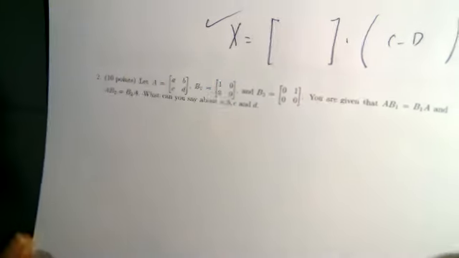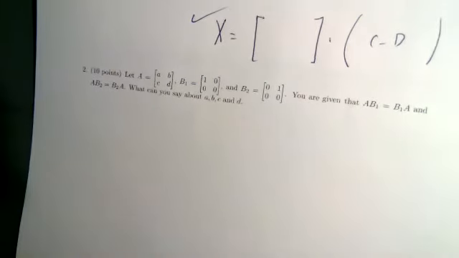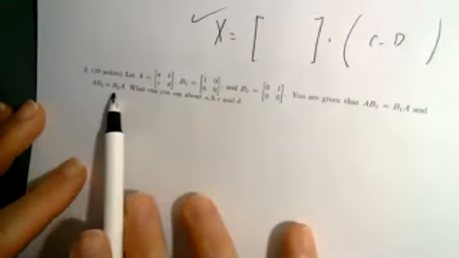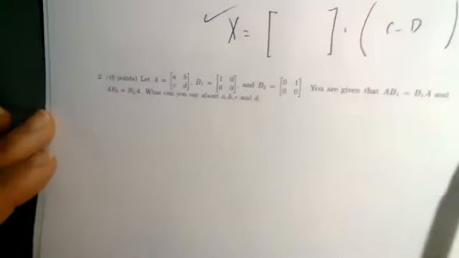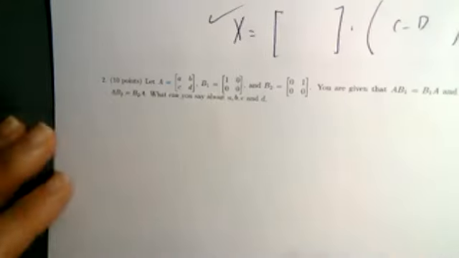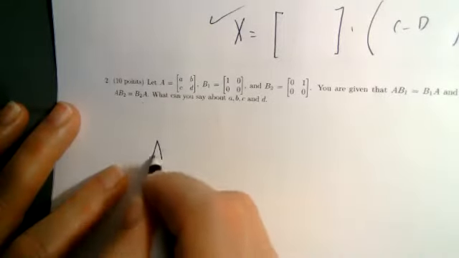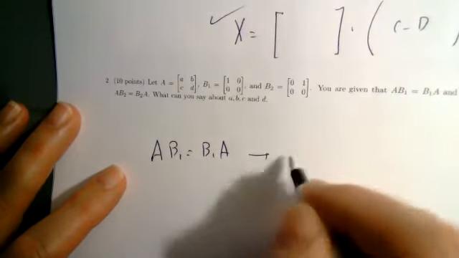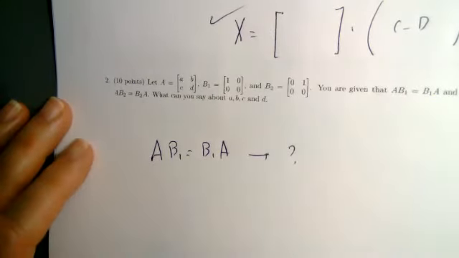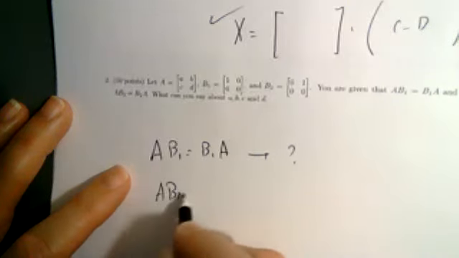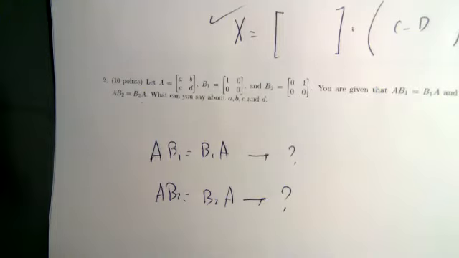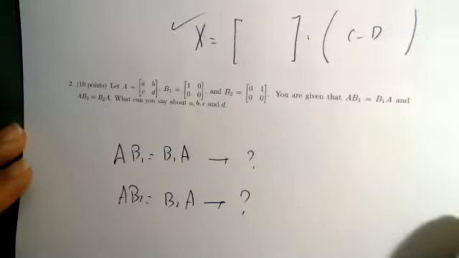The second problem, again, I think I gave you that on your quizzes, if my memory is correct. I don't remember. You're given that AB1 equals B1A and AB2 equals B2A. What can you say about A, B, and C? The whole idea is you set them equal. You take A times B1, you set this equal to B1 times A, and you ask yourself, if they are equal, what happened? You take AB2 and set it equal to B2A, and ask yourself what happened in this scenario, and you find the connections between A, B, and C.